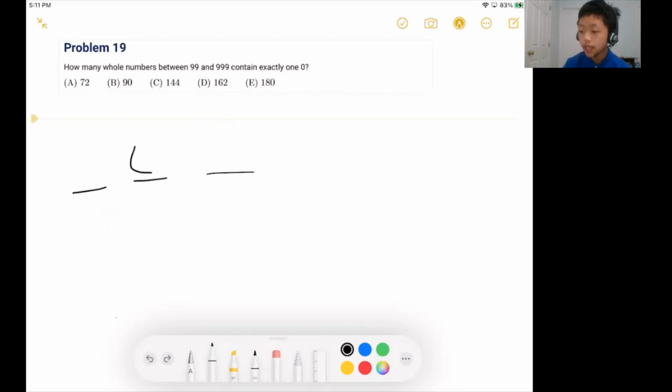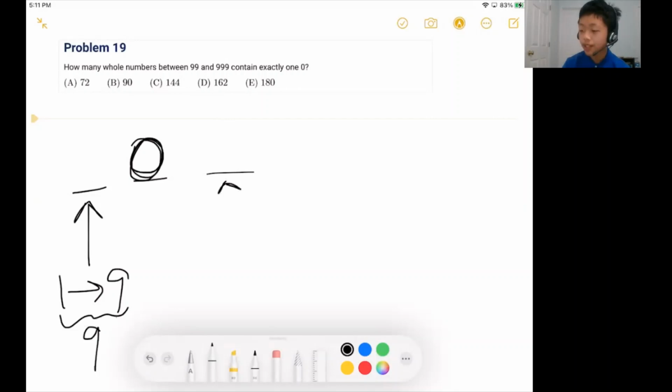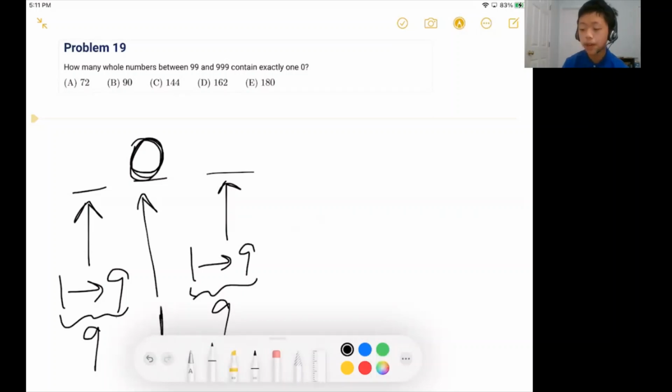So our first case is if the 0 is in the second position. The first position can be any number from 1 through 9, which gives us 9 possibilities. Similarly, the last digit can be anything from 1 through 9 as well, so there are also 9 possibilities. And for the middle digit, there's only one possibility: it has to be a 0. So 9 times 1 times 9 equals 81, the number of 3-digit numbers that have a 0 in the tens digit as the only 0.